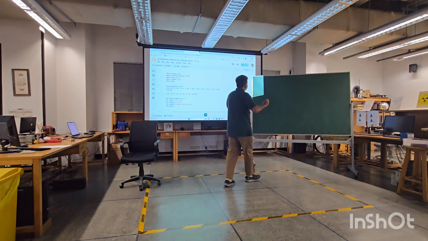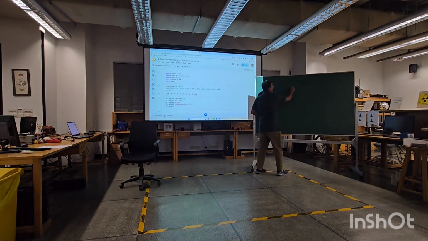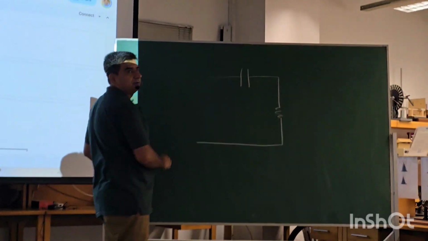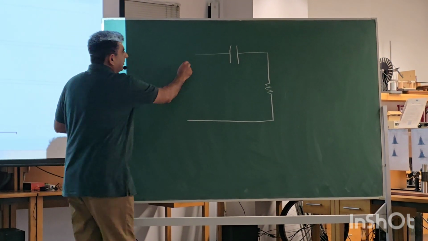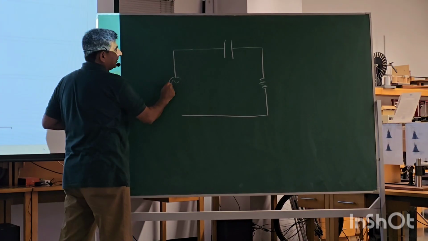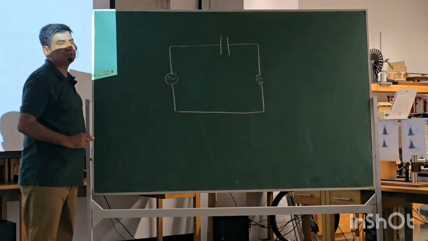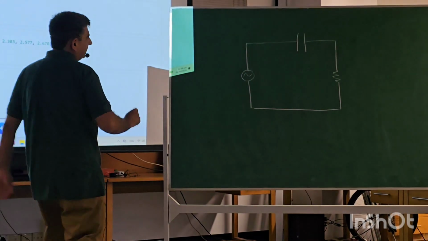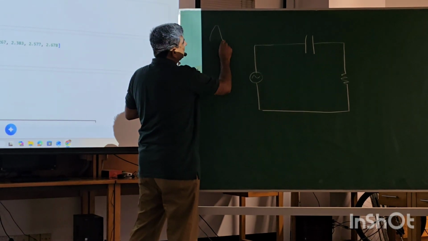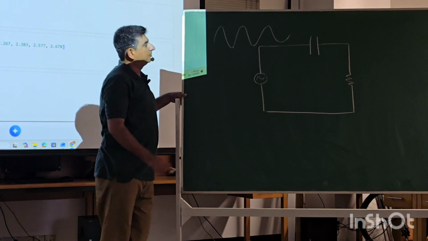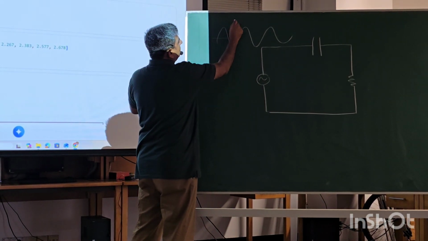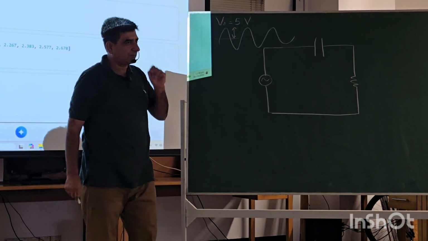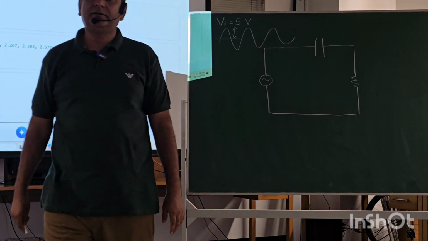So the circuit was very simple. We had a capacitor and a resistor, and to this circuit we connected a phase logger which produced a sinusoidal voltage. Correct? So there was an input. The input was a sinusoidal wave of amplitude, say, 5 volts. This was our V naught. And a certain frequency, F.